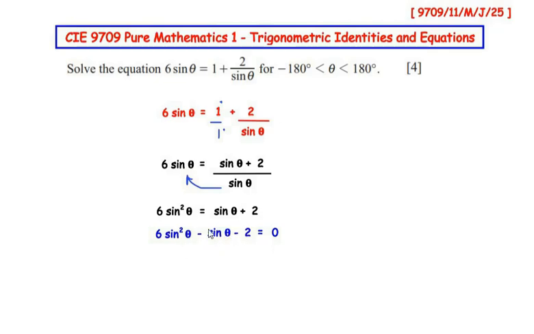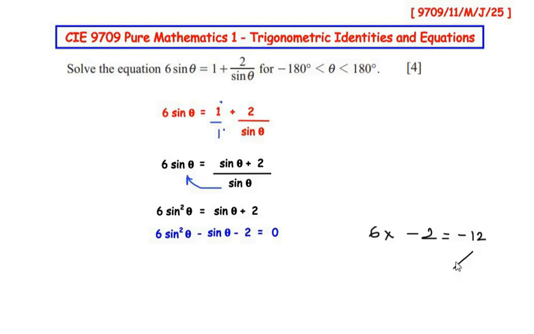So this is in the form of quadratic equation. So let us try to factorize it. You can use splitting the middle term method or quadratic formula. I'm going to use the first method. So under this method we are going to multiply the coefficient of x square. Here we have x square in terms of sine theta, that is sine square theta. So let us multiply 6 with the constant which is negative 2. So this is going to give us negative 12.